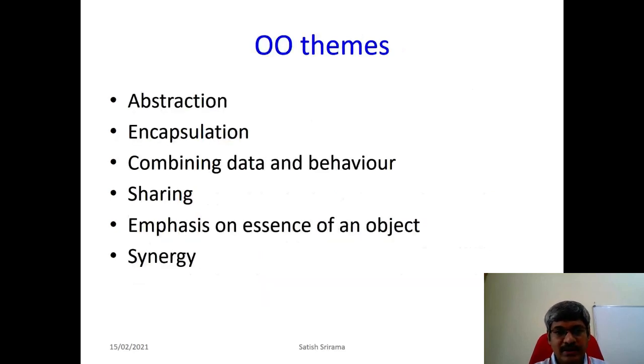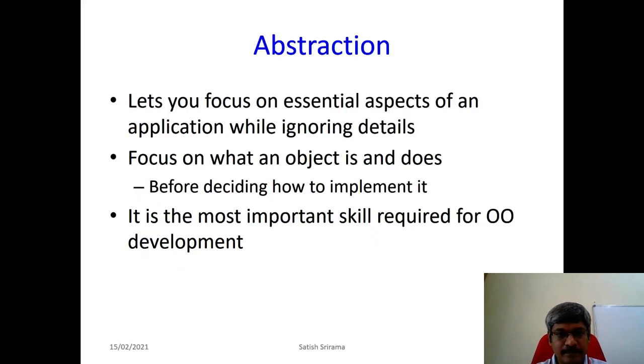So then let us look at some of the object-oriented themes. These themes are abstraction, encapsulation, the combining of data and behavior, sharing, emphasis on the essence of an object, and then synergy. Let us see each and every one after the other in the coming slides.